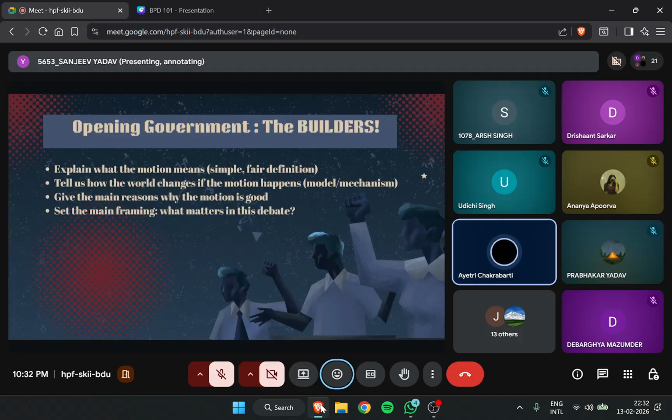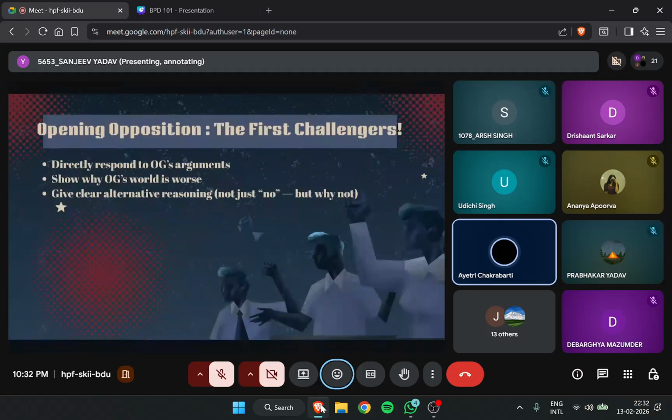Right. Moving on to the next slide. Sanjeev, next slide. Okay, now we get on to OO. What does it mean? They're the first challengers, simply because as soon as OG ends, OO is the main person who breaks the OG's case, right? So there are three options you can do. You can either make or break the case.